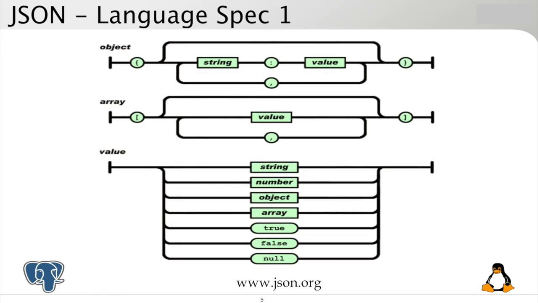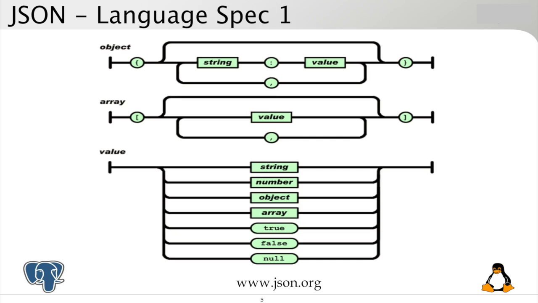The next couple of slides are going to show you the JSON language specification. This is taken from JSON.org. As you can see, it is very simple. The first line here says that a JSON object is a collection of attribute value pairs or key value pairs separated by commas and enclosed in braces. The attributes or keys and their values are separated by colons. The attributes are always strings.